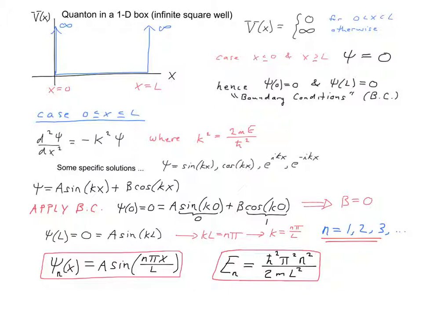Finally, one last note. If we wanted to, we could find this constant a by ensuring that this state function is normalized. That is, we know that there should be a probability of 1 of finding the quanton if we were to make a measurement of the position between x equals 0 and x equals L. So in applying that condition, we could figure out what a is.